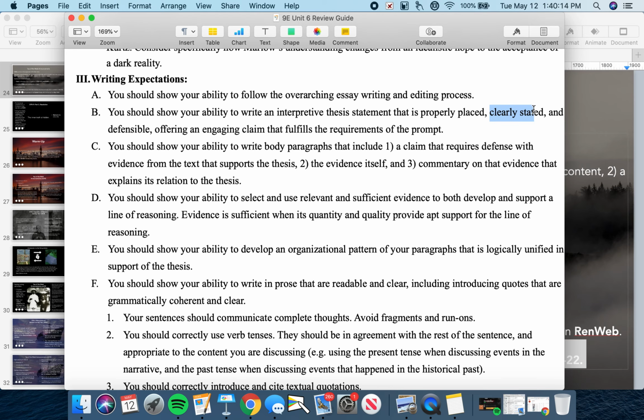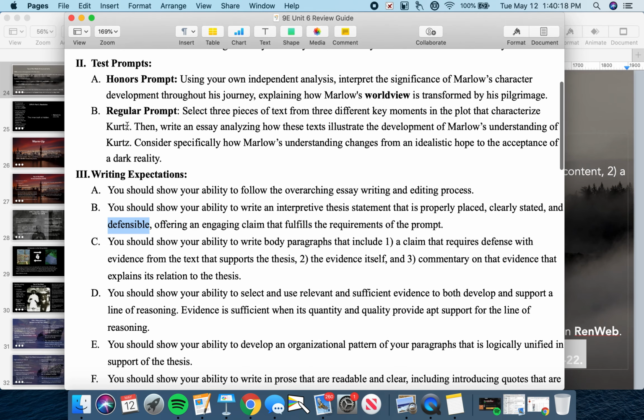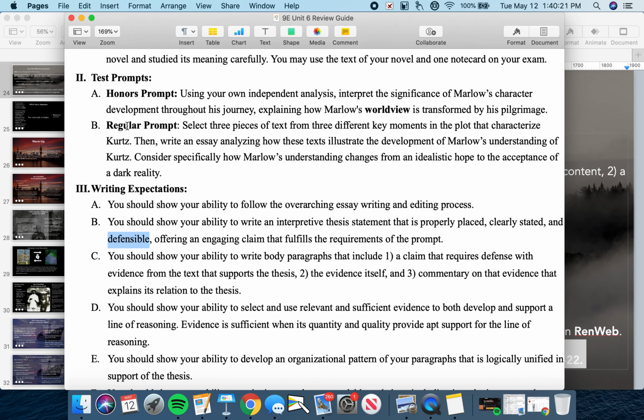It needs to be clearly stated. It needs to be defensible. What do I mean by defensible? I mean to say an interpretive claim, right? For instance, it needs no defense to say that Marlowe develops as a character as he moves from Europe to Congo back to Europe. Okay, that is obvious. Now, when you get into interpreting how his internal worldview is transformed, that requires some textual analysis. That requires some defending. So when you offer an interpretive thesis statement, it requires defense, analysis of the text.